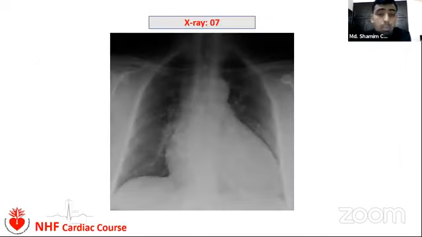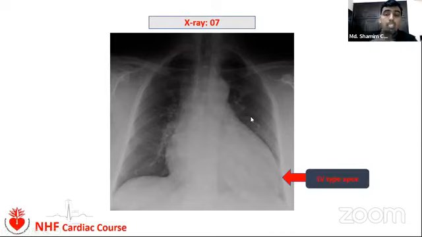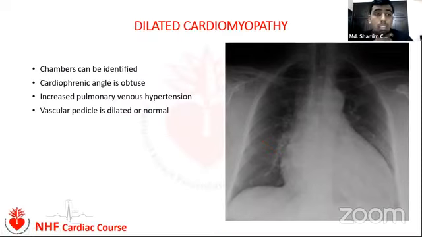Now, this is a similar type of X-ray to the one shown previously. There is also cardiomegaly, but here there is an LV type apex with an obtuse left cardiophrenic angle, but the right cardiophrenic angle is acute. Margins are quite sharp. Vascular markings are quite normal, but there are some signs of pulmonary venous congestion. So this is probably a case of cardiomyopathy, with chambers identifiable. The left cardiophrenic angle is obtuse, and the vascular pedicle is quite normal or sometimes may be dilated.